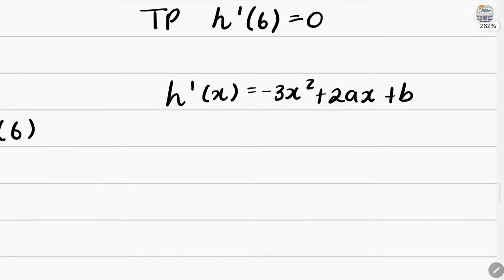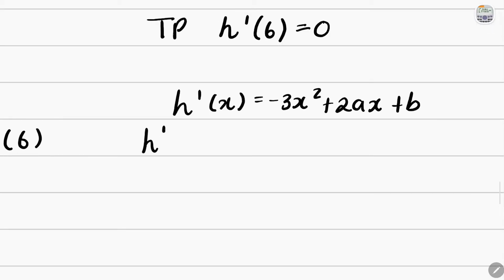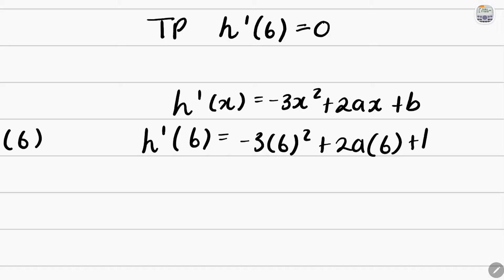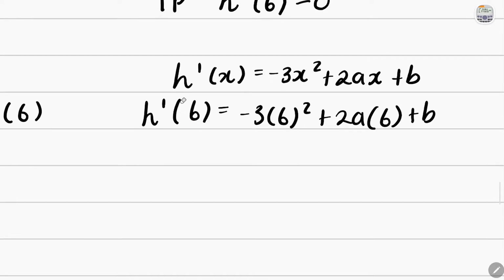Okay, so this is what we have, and we're specifically finding the gradient of this function at the point where x equals 6. So negative 3 times 6 all squared plus 2a times 6 plus b. And we're substituting in place of this. We're saying the gradient at the point where x is equal to 6 of this function is 0 because we have a turning point there, is equal to, and then this gives us 36. 36 times 3 is negative 108. And then that's positive 12a plus b.